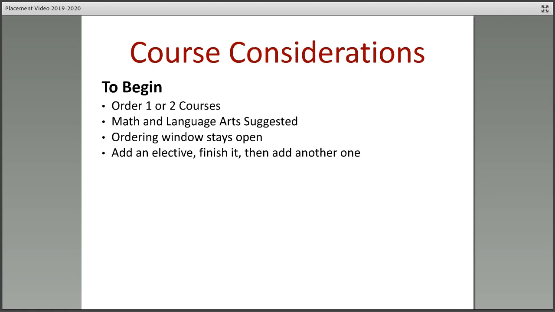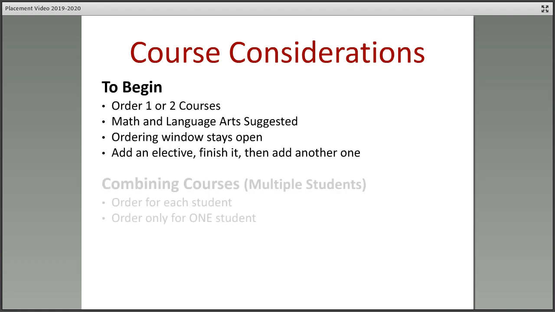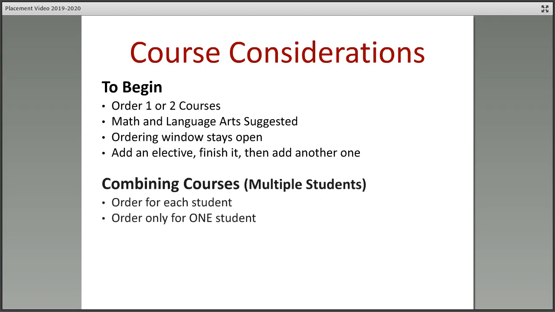You also can combine courses if you have multiple students. For example, if you have a 4th and 5th grade student, you might want to combine their history course and have them work on 5th grade history together. You can order a 5th grade history course for each of your students, so a 5th grade history course for your 4th grader and your 5th grader. Or you can just order one and have them share the materials. Whatever works best for you.